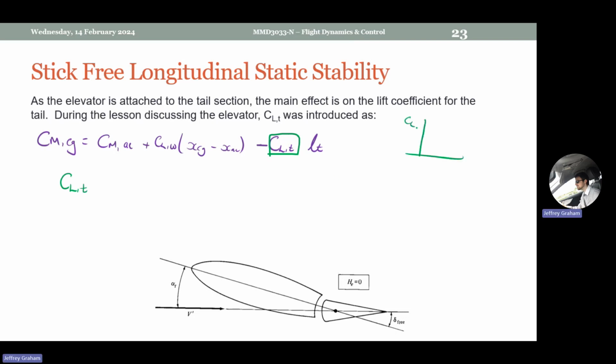Coefficient of lift is part of the lift curve slope. Quick reminder, CL, this is for the tail only. A little bit like that. It will have its own gradient, and at a particular value, it will have its own angle of attack. So CLT, the coefficient of lift for the tail, can be written in terms of the lift curve slope. Remember, A is the gradient. At this particular angle, that gradient will give you its CL.